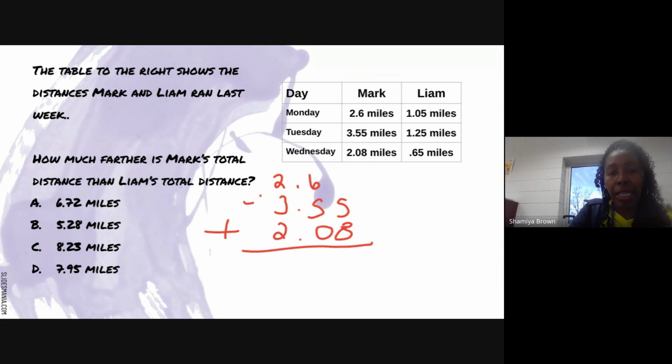5 plus 8 is 13. Put my 3, carry my 1. Now I have to add up everything in this column. 1 plus 6 is 7. 7 plus 5 is 12. So I'm going to get 12, put my 2, carry my 1. Now I have to add up everything in this column. 1 plus 2 is 3. 3 plus 3 is 6. And 6 plus 2 is 8. And my decimal goes here.